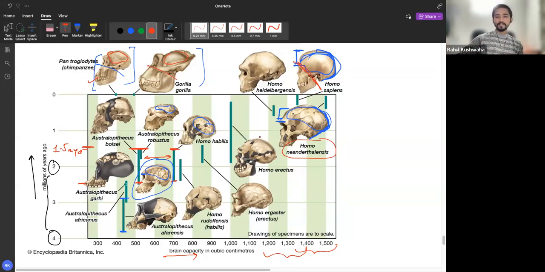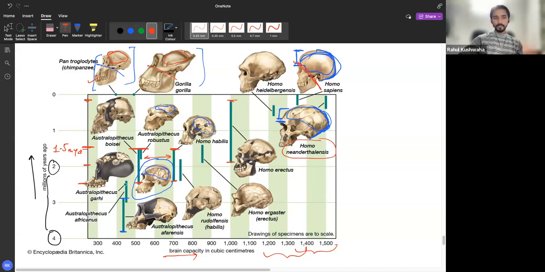Another important thing is look at Homo erectus. Homo erectus was one of the most successful members of the genus Homo because they lived for almost around 2 million years, let's say up to very much till the present, not in terms of millions of years.